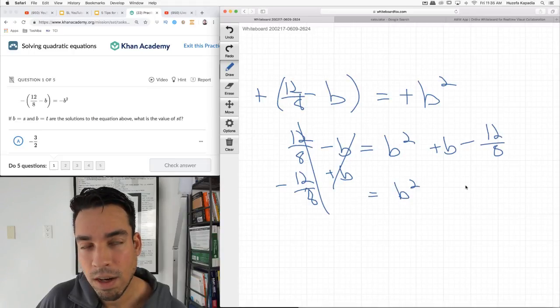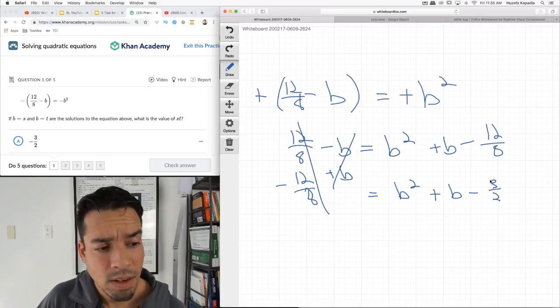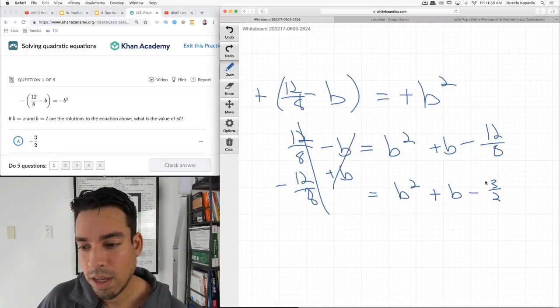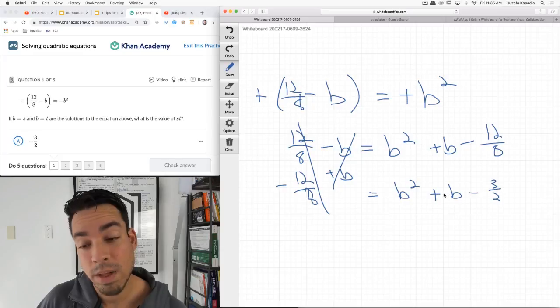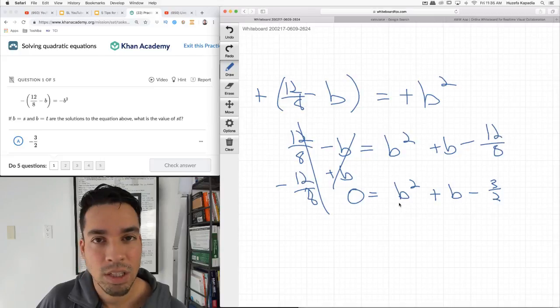And this is really 3/2 b squared plus b minus 3/2. Now, if you don't want to deal with a fraction or an improper fraction, I could multiply everything by 2, because this is all equal to 0 now. I could multiply everything by 2. Then you'll have a coefficient here.